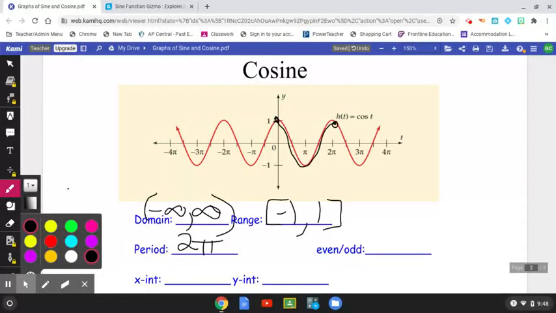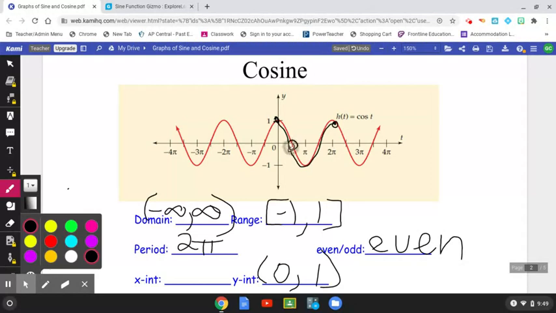So is cosine an even or an odd function? Cosine is actually an even function because the graph is symmetric with respect to the y-axis. If you reflect the graph over the y-axis, you get the same graph. Okay, the y-intercept is also different. The y-intercept for cosine is (0, 1). And the x-intercepts are different.